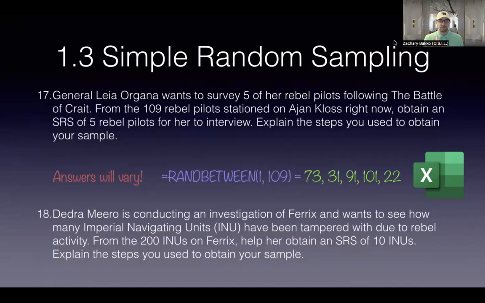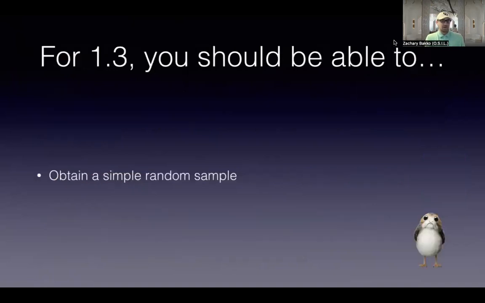It's the same process. Deidre Miro is conducting an investigation of Ferrex and wants to see how many Imperial Navigation Units, INU, have been tampered with due to rebel activity. From the 200 INUs on Ferrex, help her obtain an SRS of 10 INUs. Explain the steps used to obtain your sample. So RANDBETWEEN 1, 200, fill it out to 10. Then you're going to have your 10 random numbers. Okay, so for 1.3, you should just be able to obtain a simple random sample.